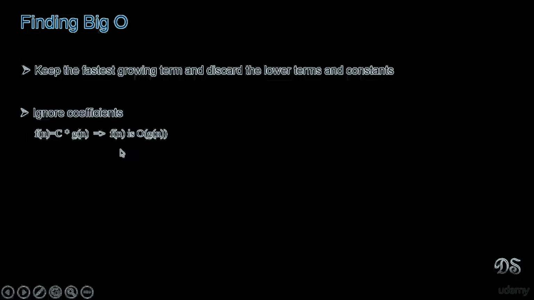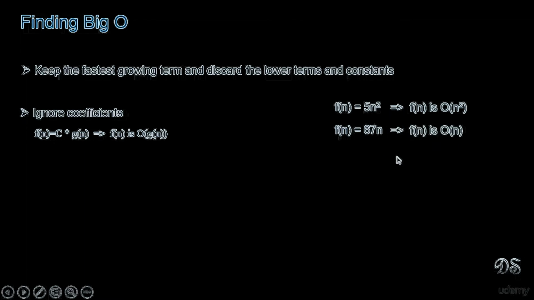So we got the first rule for finding big O. We have to keep the fastest growing term and discard all the lower terms and constants. Now the second rule is that we can ignore the coefficients of the terms. That is, if a function f is c times function g, where c is a constant, then we can say that f is order of g. For example, if f is equal to 5n square, then we can ignore this coefficient 5 and say that f is order of n square. Similarly, here we can ignore this 67 and say that f is order of n.